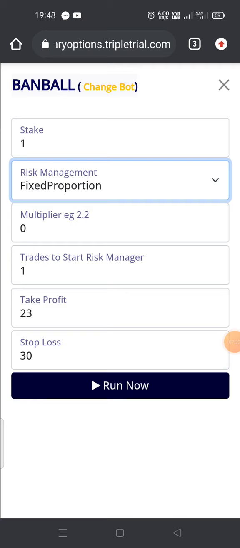We have fixed proportion. Okay, fixed proportion is the easiest. If you just put a stake of 1, it will just trade with the stake of 1. It will not change it. It just trades with 1, 1, 1, 1 until the end. It doesn't matter if you lose or win.